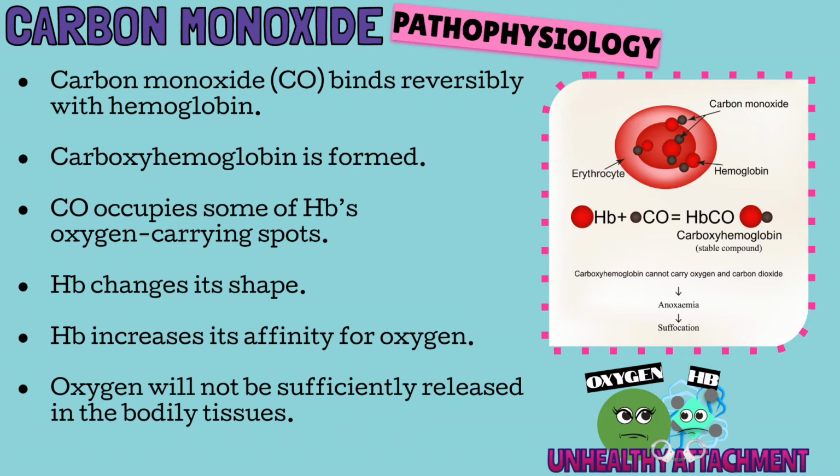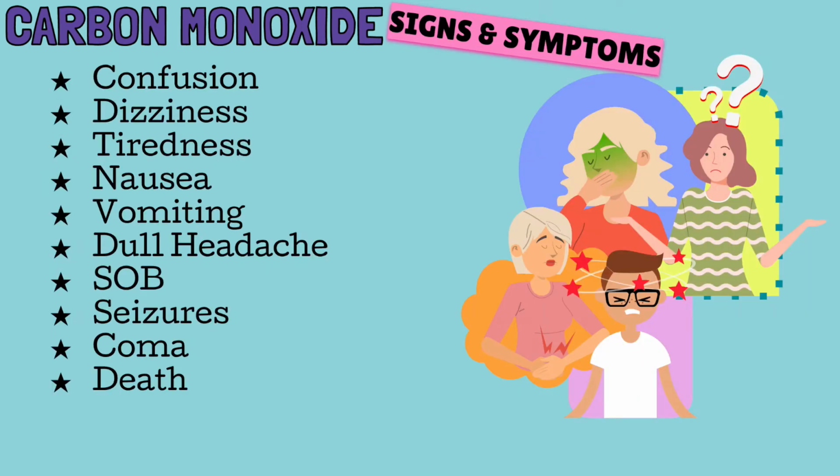Now, carbon monoxide is more likely to bind to hemoglobin than oxygen is. So even the smallest amount of carbon monoxide can still be harmful. Carbon monoxide poisoning can result in mild symptoms or progress to a life-threatening problem with long-term effects. Symptoms include but are not limited to confusion, dizziness, tiredness, nausea, vomiting, dull headache, shortness of breath, and in severe cases, seizures, coma, or death.